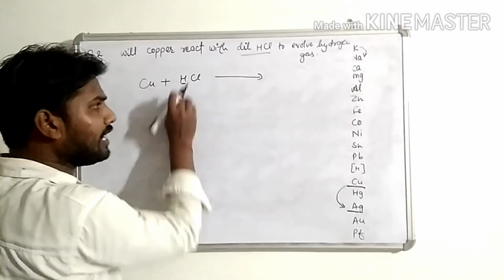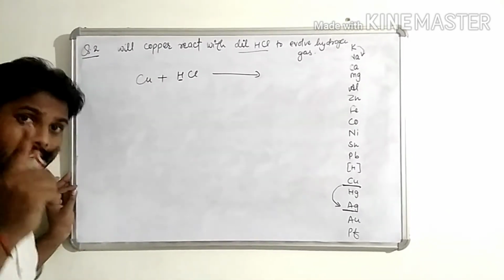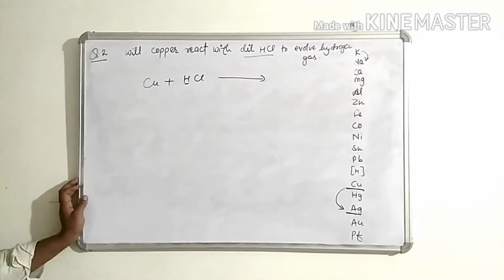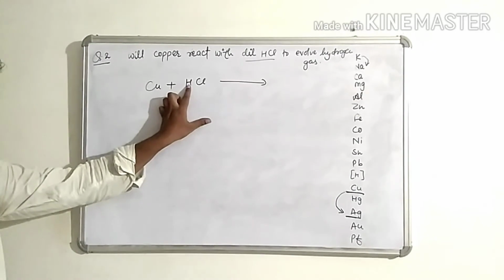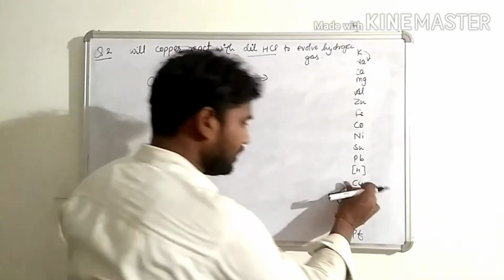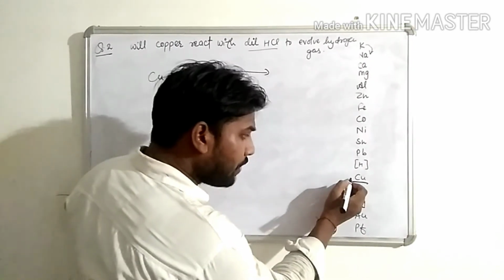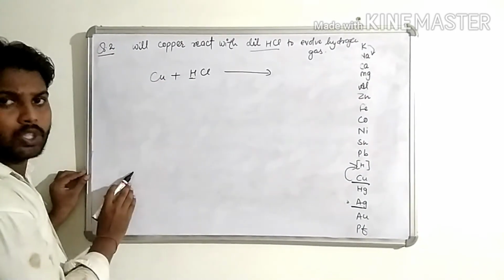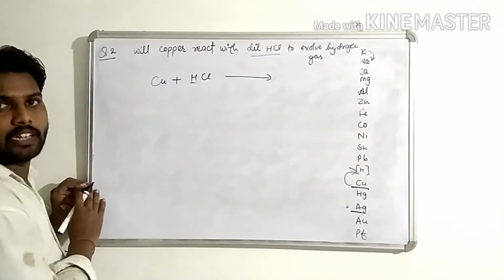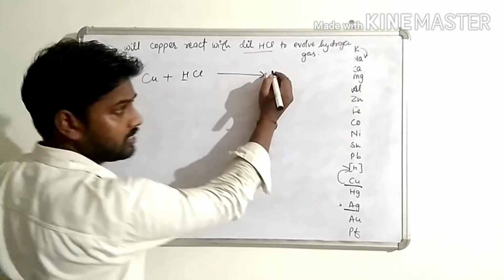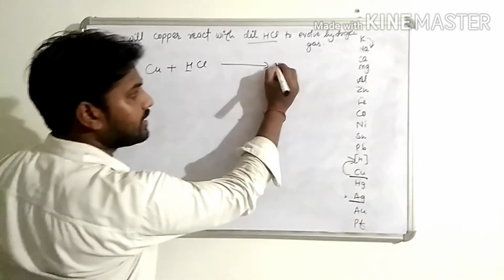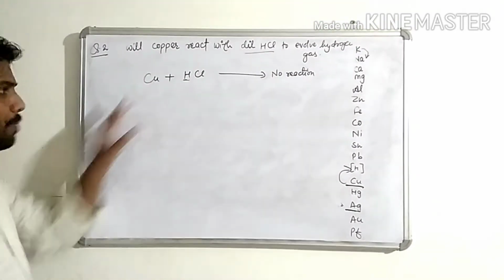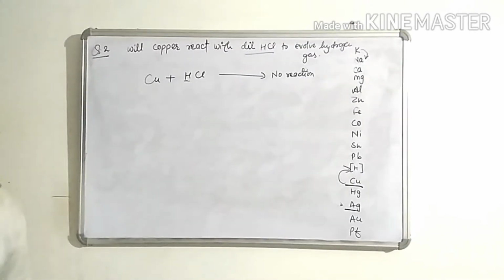This hydrogen cannot be converted into hydrogen gas unless copper displaces hydrogen. Okay, children, if we see in the reactivity series, hydrogen is above copper. It means hydrogen is more reactive than copper. So how can copper displace hydrogen? We can show that no reaction takes place because copper is less reactive than hydrogen.